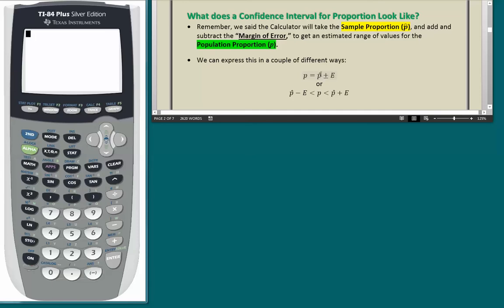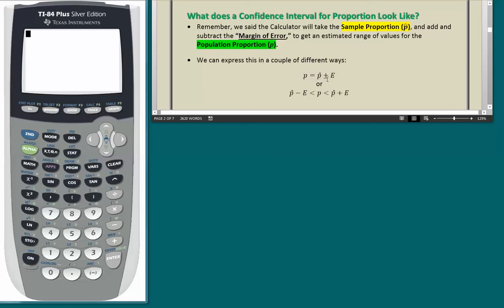So we'll calculate one part of the confidence interval by taking P hat and adding E, and we'll calculate the other part by taking P hat and subtracting E. And actually, we won't do this. The calculator will do it for us.